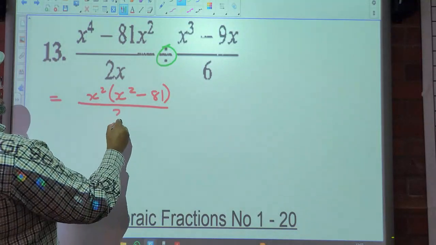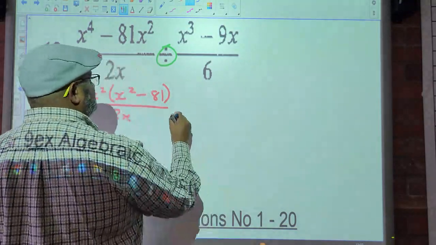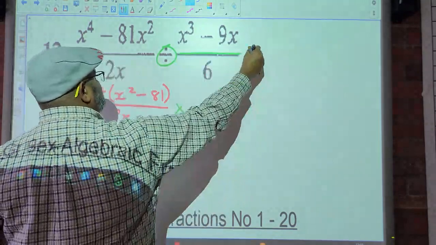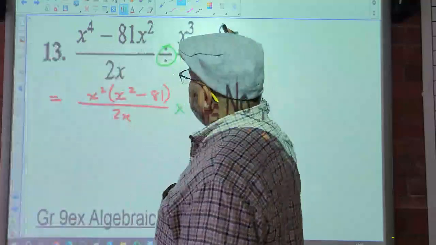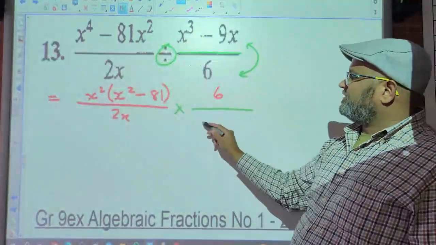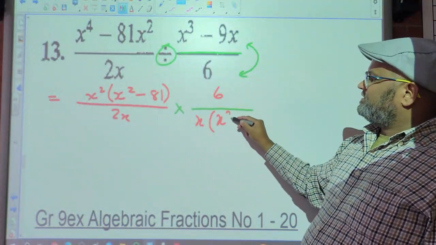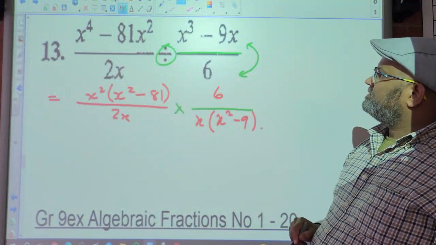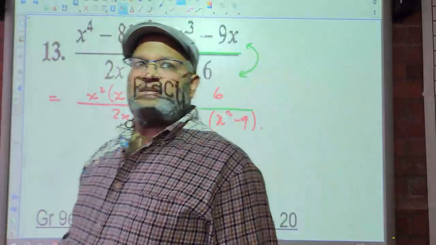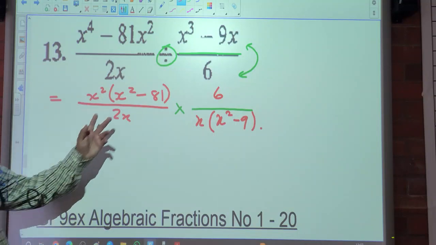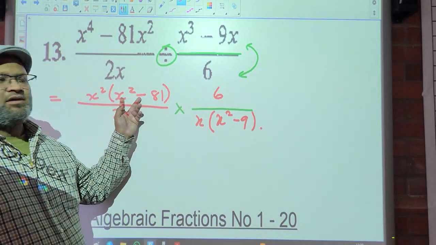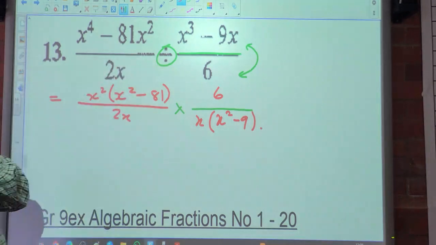Okay. So you're going to get 2x, change to multiplication, flip it. It will be 6 over... whatever factorization here. Common factor, x. What am I left with? x squared minus 9. Yes? To avoid making another mistake, yes? x to the 4 minus 81 and x squared can also be a difference of squares. This here? The first one. Yes, you can do difference of squares there, yes.